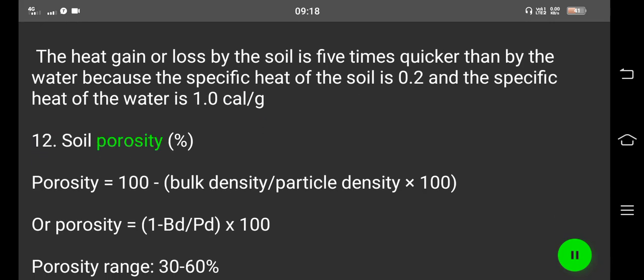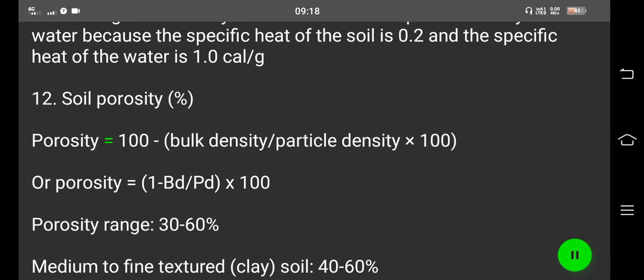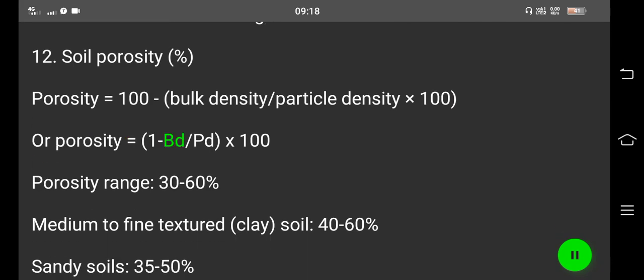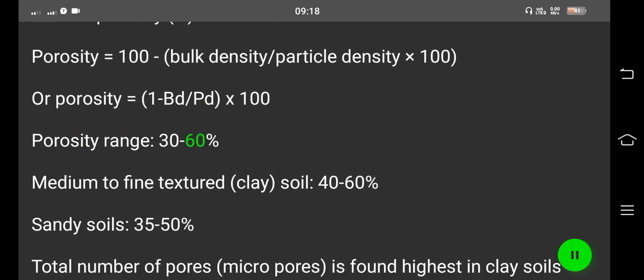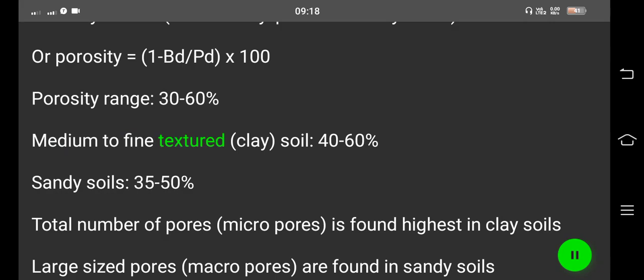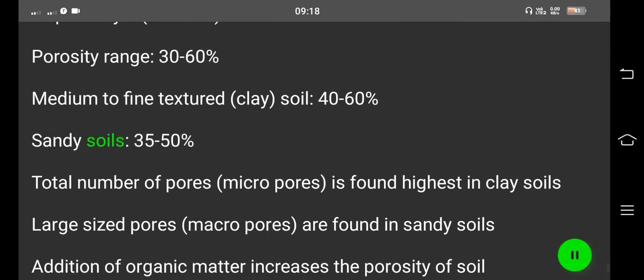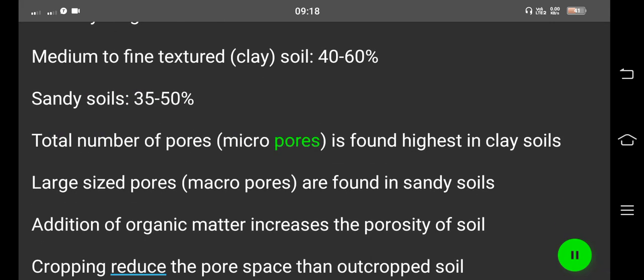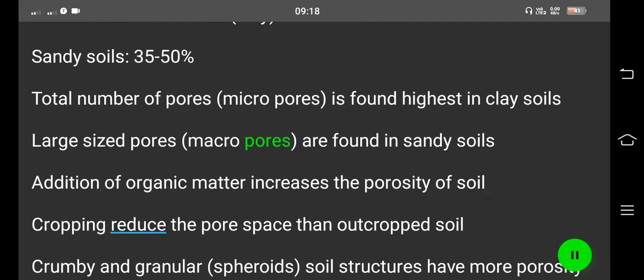12. Soil porosity, percent. Porosity equals 100 minus bulk density divided by particle density times 100, or porosity equals (1 - BD/PD) x 100. Porosity range, 30 to 60%. Medium to fine textured clay soil, 40 to 60%. Sandy soils, 35 to 50%. Total number of pores, micropores, is found highest in clay soils. Large-sized pores, macropores, are found in sandy soils.